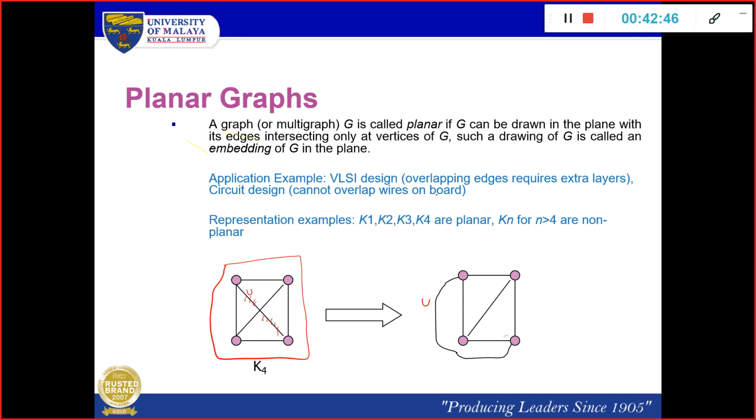In VLSI design, overlapping edges require extra layers. In circuit design, you can overlap wires on a board. Of course, in circuit design you can overlap wires on a board, but if not, it will short and blow the circuit. So this is a planar graph. You try to make the edges not intersect or overlap with each other. That is basically a planar graph, which you can summarize in this word.